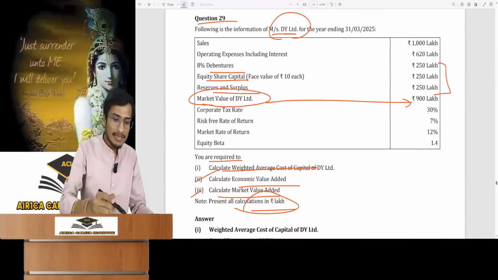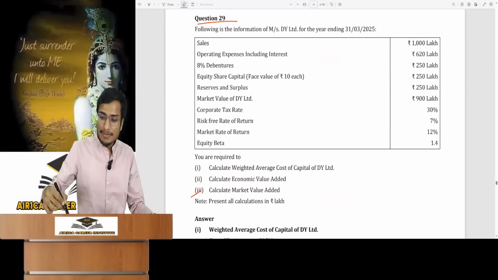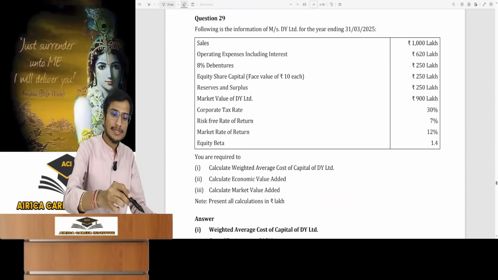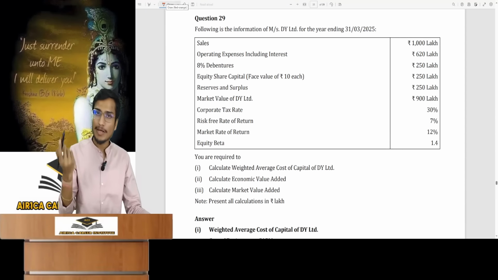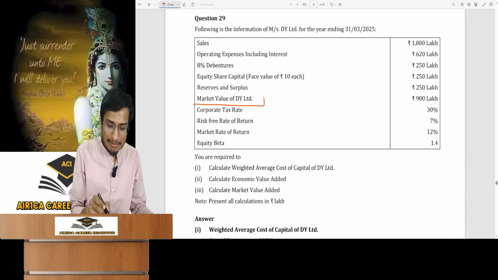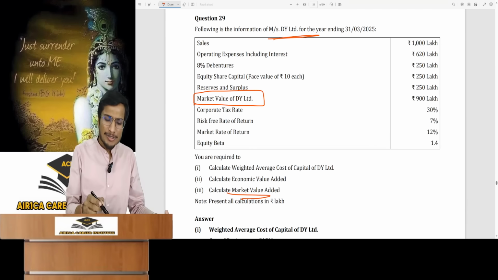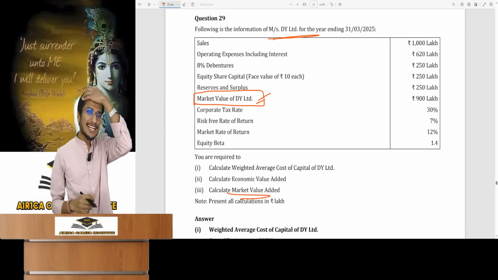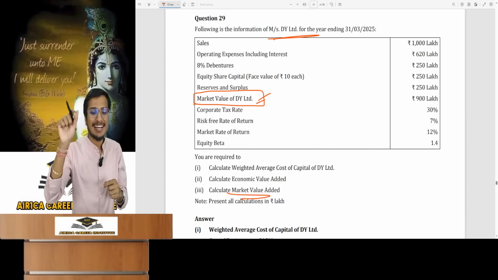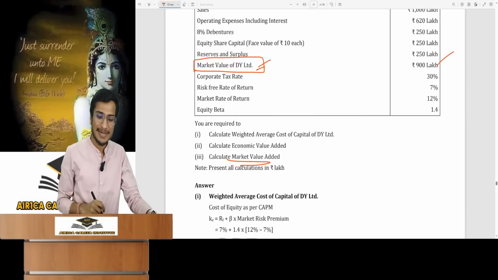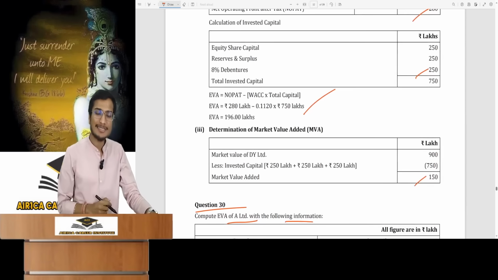Now you can listen here. I'm highlighting the point where you will make a mistake in a hurry, because no matter how many times I explain it, you still might not listen. This question gives DY Limited's market value and asks for the market value added. To calculate MVA, which formula applies? Market value of firm minus invested capital. So we will apply that.